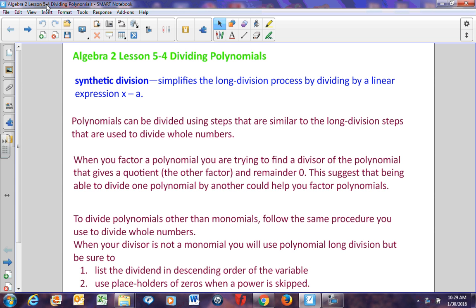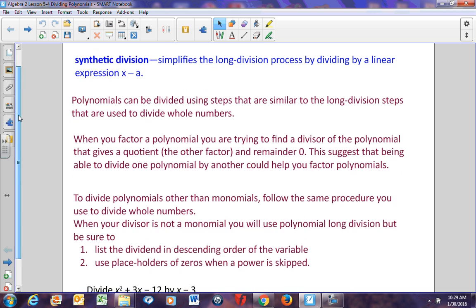Polynomials can be divided using steps that are similar to the long division process you would use to divide whole numbers. When you factor a polynomial, you're trying to find a divisor of the polynomial that gives a quotient, other than the factor, with a remainder of 0. This suggests that being able to divide one polynomial by another can help you factor polynomials.